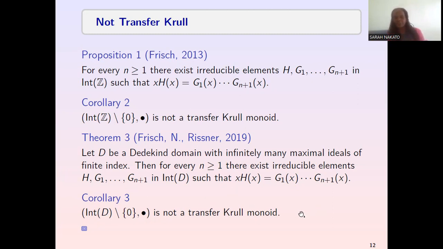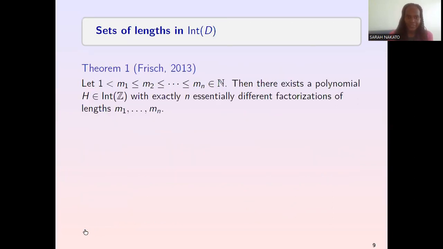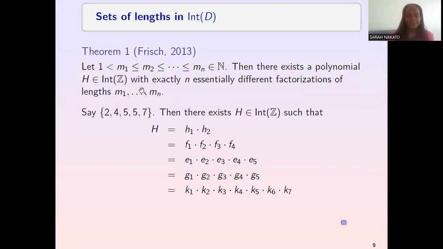Yes, so those are the transfer mechanisms. And then I would like to illustrate the tools that we use in the main result. Remember the main result? We can indeed construct a polynomial that has factorizations whose lengths form that given set. So that's what I want us to look at next.